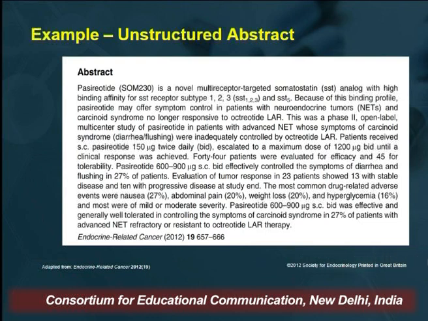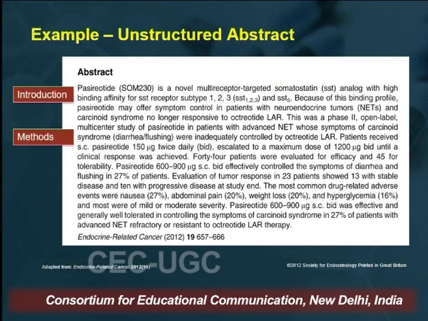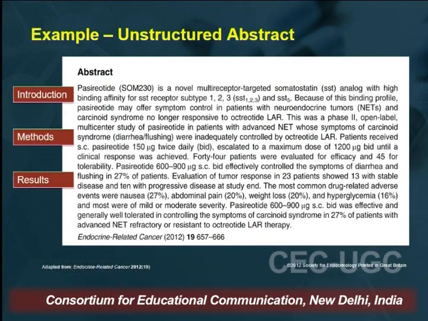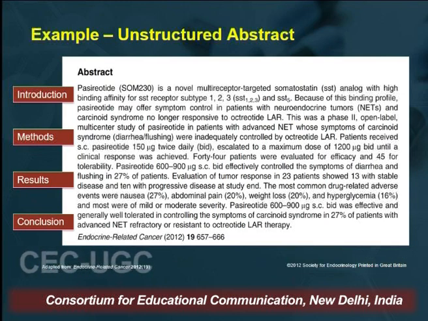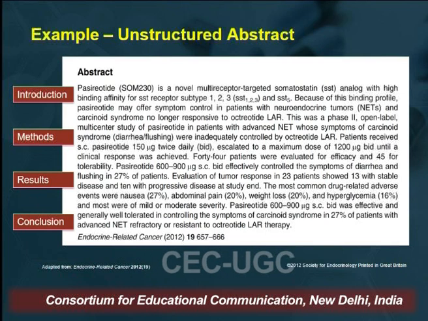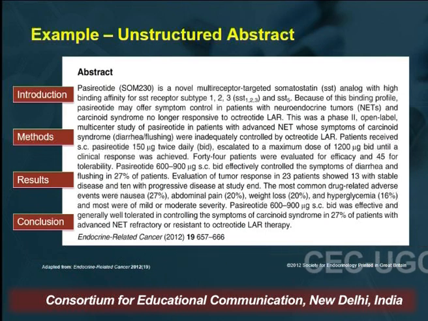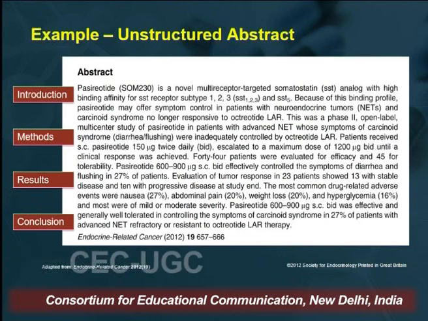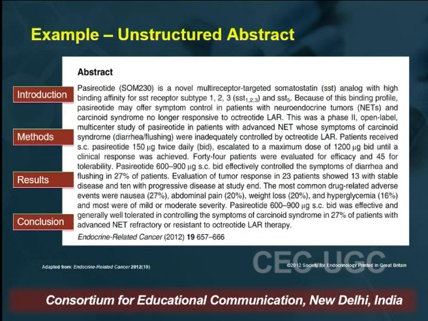This is an example of an unstructured abstract, where you can see there are no different subheadings and it is a continuous one-paragraph abstract. There is an introduction, then a couple of lines for the methods section, then the results, and then a conclusion. All the components of an abstract are there in both structured and unstructured abstracts. The only difference is that an unstructured abstract does not have subheadings.